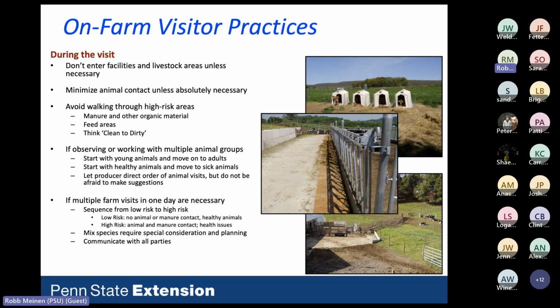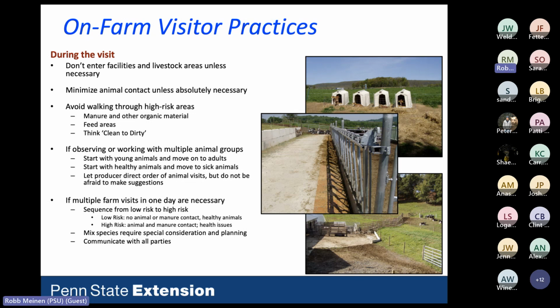During your farm visit, do not enter facilities unnecessarily. Make sure as you enter a facility that you're doing it with the management or under the permission of the management. Minimize animal contact or avoid all animal contact if you can. Avoid walking through high-risk areas. What are high-risk areas? These are areas that are going to have organic matter, right? The areas with manure, feed areas, where we might pick up something that we transfer within the farm from animal to animal or to another farm.